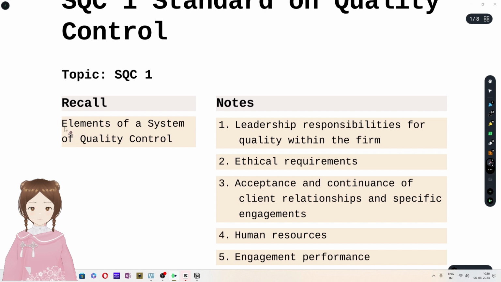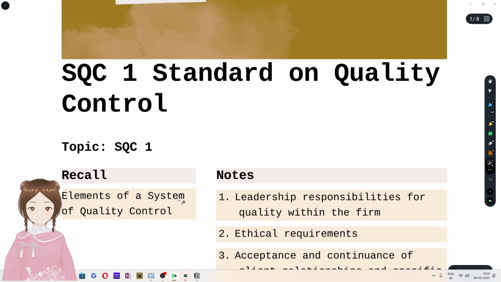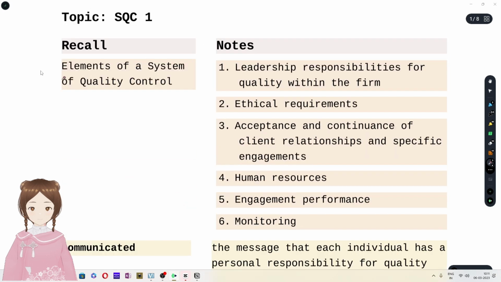Our first cue is elements of a system of quality control. All the earlier standards were with respect to audit, but the SQC standard is the only standard which talks from the viewpoint of the practicing unit, that is the auditor. So now our first cue is elements of a system of quality control.